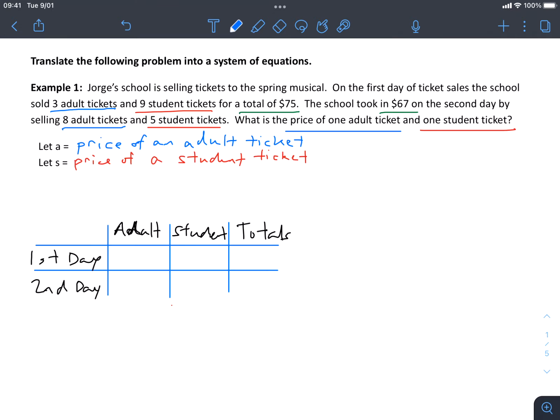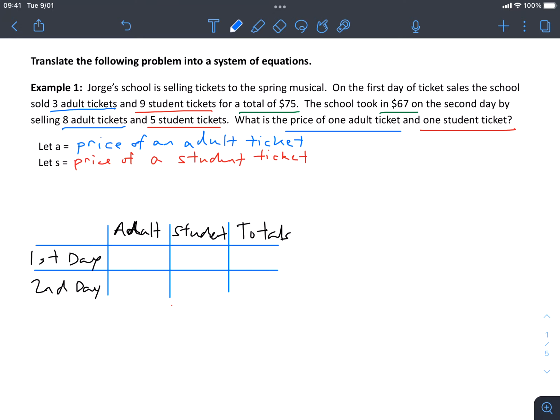In that question, it asks us two things, the price of one adult ticket and the price of one student ticket. Those are going to be our variables. So I said that A is going to be the price of an adult ticket and S is the price of a student ticket. I underlined those in different colors because we'll look at that information in the problem later on. I created a table here to help us organize our information because we're given 3 bits of information: the adult tickets, student tickets, and then totals, like total cost.